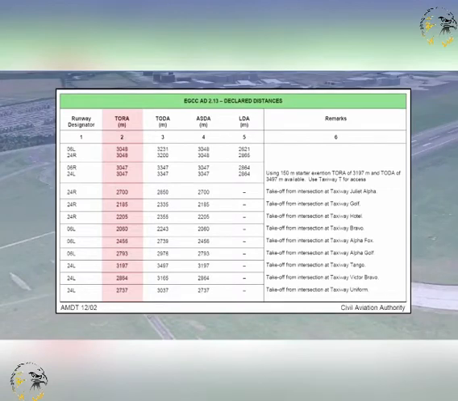Information about the takeoff run available will be published in aerodrome charts, like the one shown here, but temporary changes in takeoff run available length, because of maintenance or work in progress, would be published in the NOTAMs. Always consult the NOTAMs so that you are kept up to date about the latest changes to the aerodrome conditions, or to the airspace in which you operate.